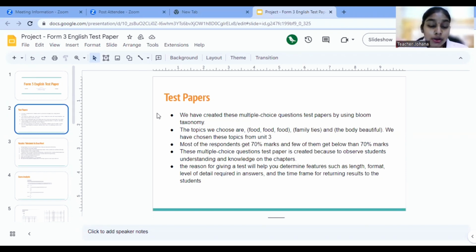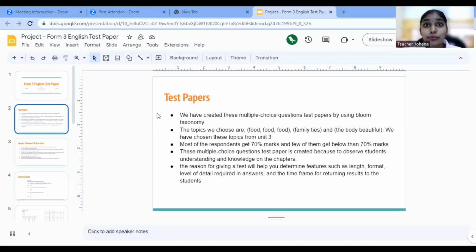Once we marked all the papers, most of the respondents got 70% marks, and a few of them got below 70%. Those who got above 70% read the questions carefully and answered. But some of those who got below 70% did not read the questions properly. They just answered the questions. So that's why they got below 70% marks.